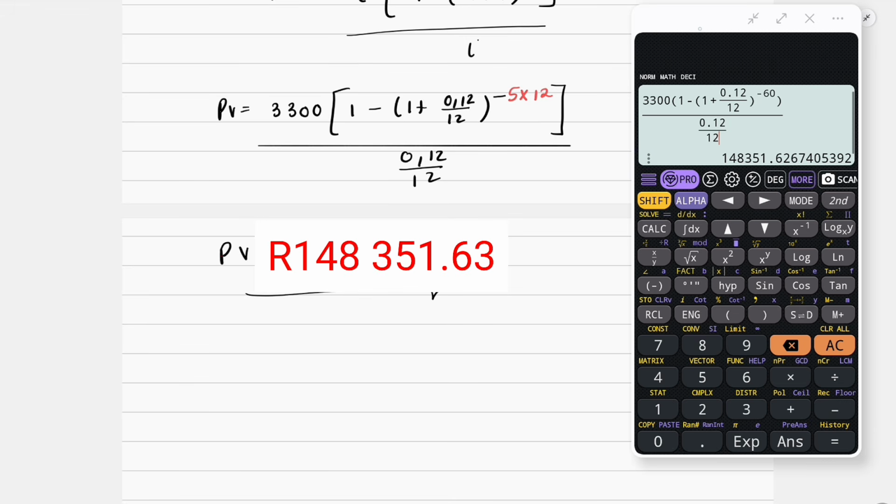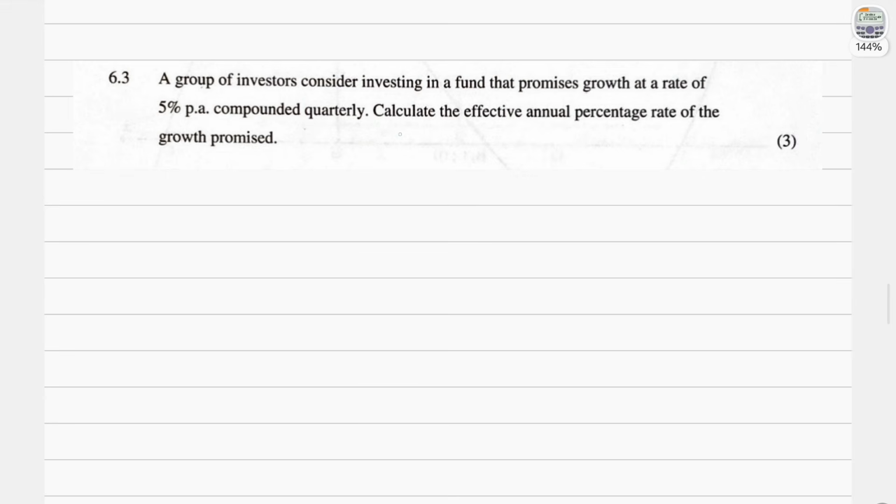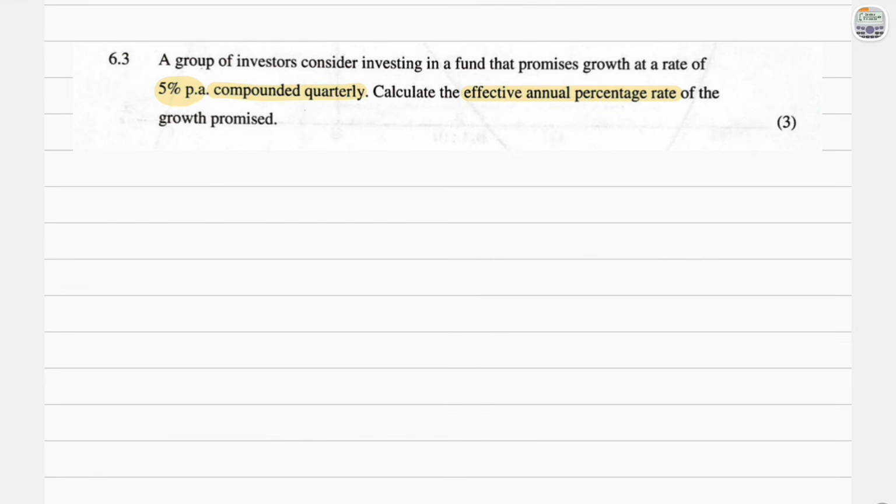Moving on to the next question. Question 6.3 says, a group of investors consider investing in a fund that promises growth at a rate of 5% per annum compounded quarterly. Calculate the effective annual percentage rate of the growth promised. So they're speaking about an interest rate that is compounded quarterly, and they want us to tell them the effective annual rate. So this is nominal and effective interest rate.